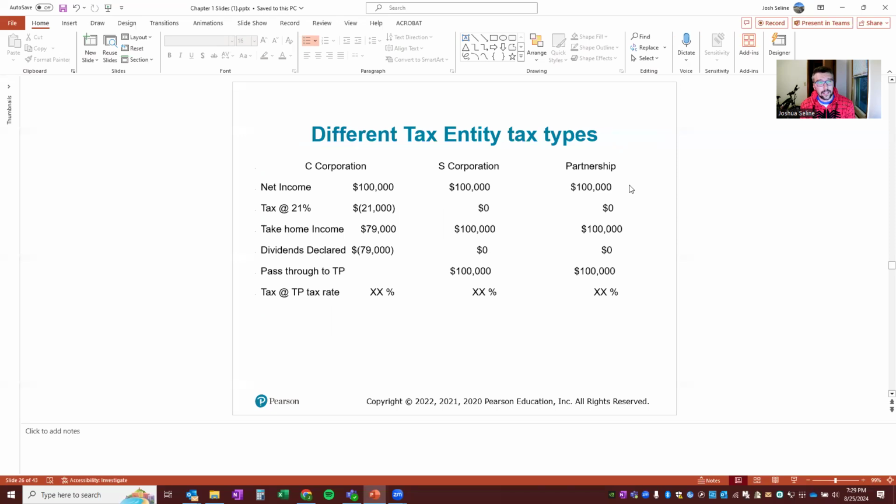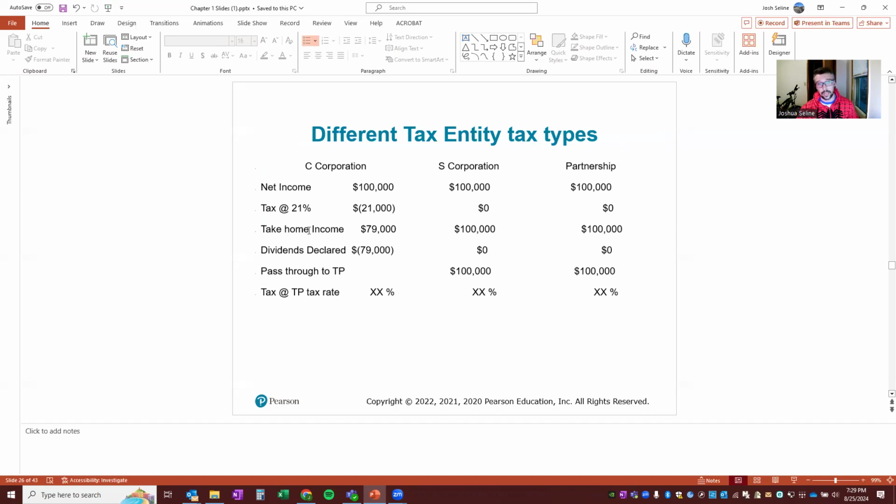So this was a slide that I had made up. It's not from Pearson. I just made this one up to give you a visual representation of what's happening with the various taxing types. So here we've got C corporation, S corporation, partnership. Net income is $100,000 for all three. C corporation is going to be the only one that actually has a separate tax.